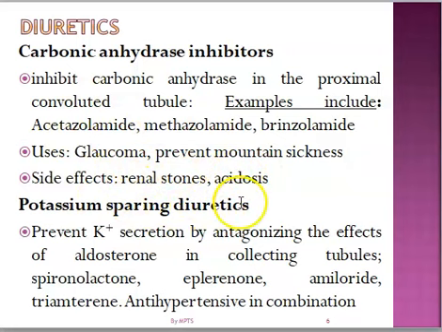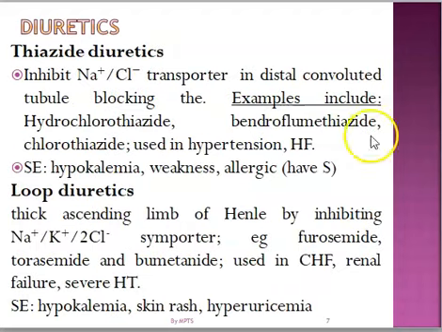The potassium sparing diuretics prevent potassium secretion by antagonizing the effects of aldosterone in the collecting tubules. Examples, we have spironolactone, eplerenone, amiloride, and triamterene. Now, these ones are commonly used in combination with other antihypertensives. I'm sure you are aware of the side effects of these drugs. Remember, I'm not going to go through the side effects because I'm sure you have those ones, and with this presentation you can go and get them. Because if I'm talking about the side effects, the presentation will be long, which I didn't want it to be.